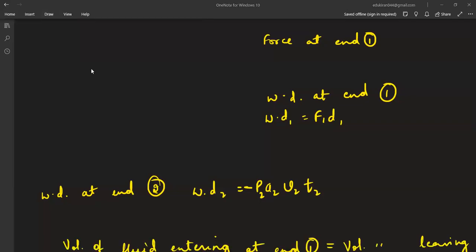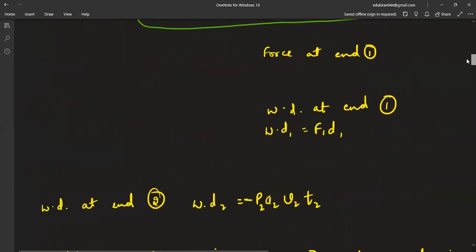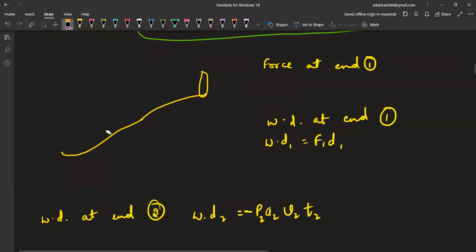See, for the derivation of Bernoulli's theorem, I'll consider a pipe, but I will take both the ends different. Here we had taken this end from the ground. So what will I do? I'll take a pipe in such a manner so that I'll get two different heights. So suppose this is the shape which I have taken, very narrow and getting broader towards the end.